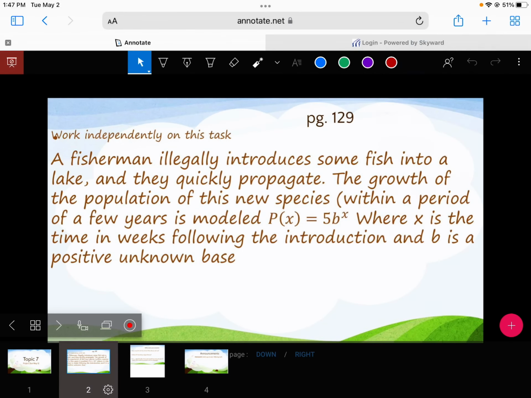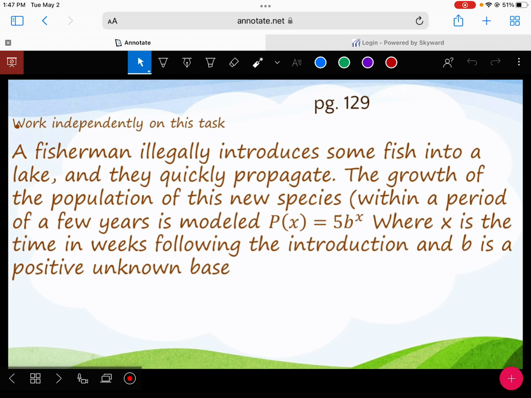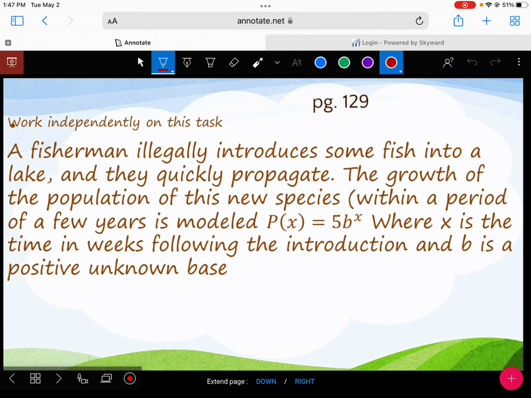And 1. All right. So I will get this started. It is recording. It says to work independently on the task.